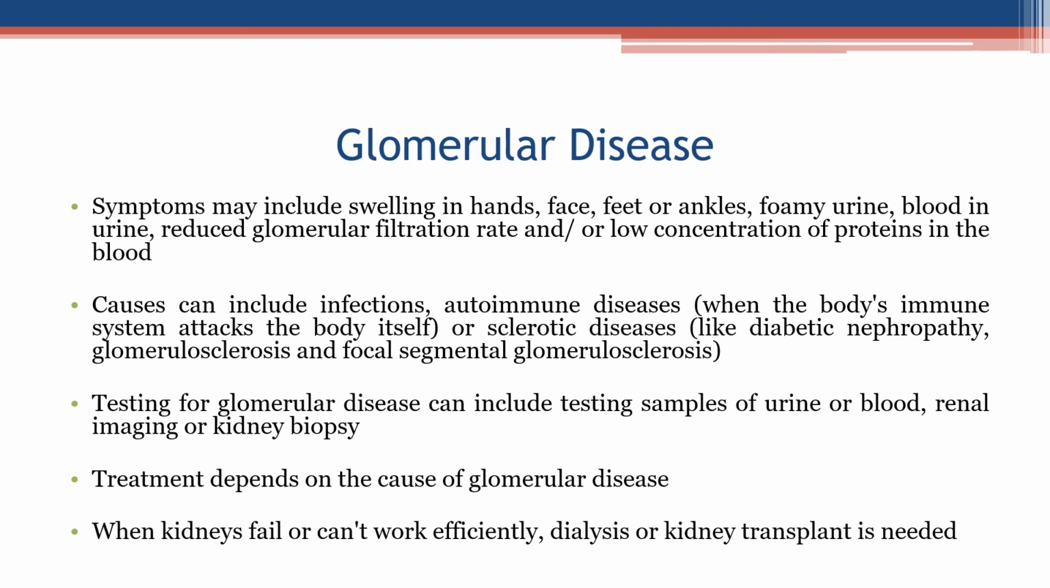Causes can include infections, autoimmune diseases, when the body's immune system attacks the body itself, or sclerotic diseases, like diabetic nephropathy, glomerulosclerosis, and focal segmental glomerulosclerosis. Testing for glomerular disease can include testing samples of urine or blood, renal imaging, or kidney biopsy. Treatment depends on the cause of glomerular disease. When kidneys fail or can't work efficiently, dialysis or kidney transplant is needed.